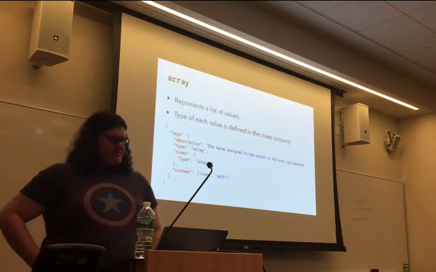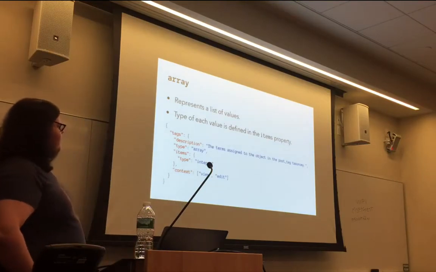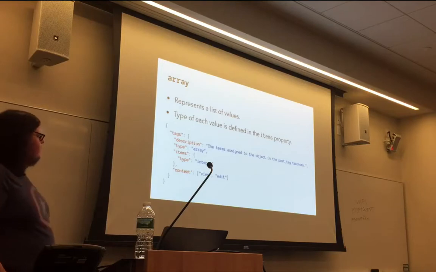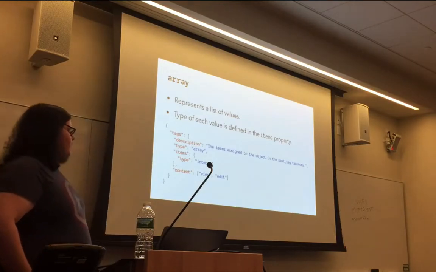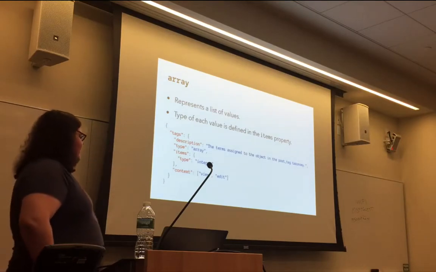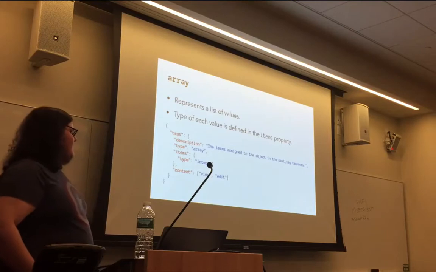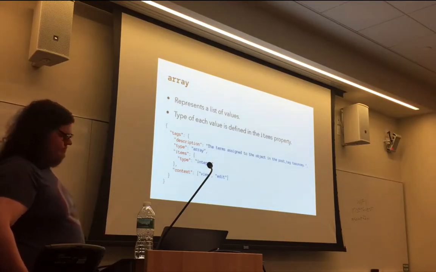Next, we have the array type. This is representing a list of values. The actual type of each value is defined in the items property. So this is where we define tags on the WordPress post endpoint. We can see that it has a type of array. We can see that every single item in there has to be an integer. We can see it expressed because it says type: integer.